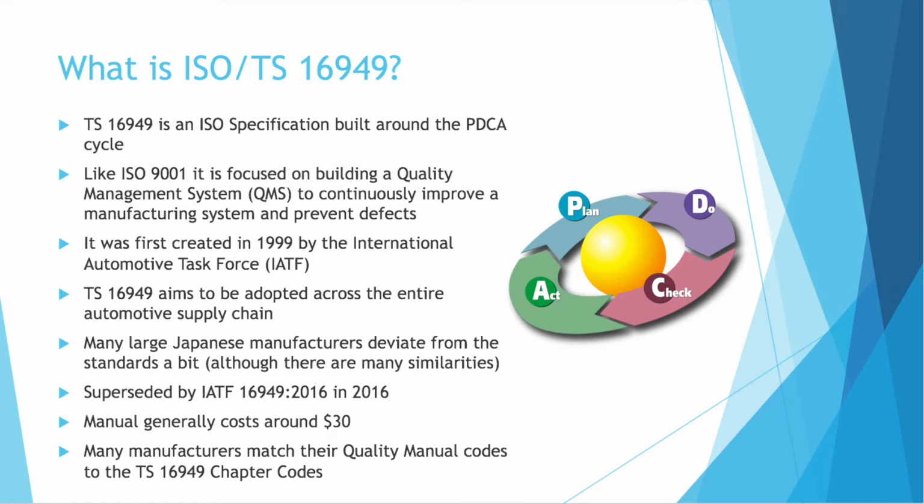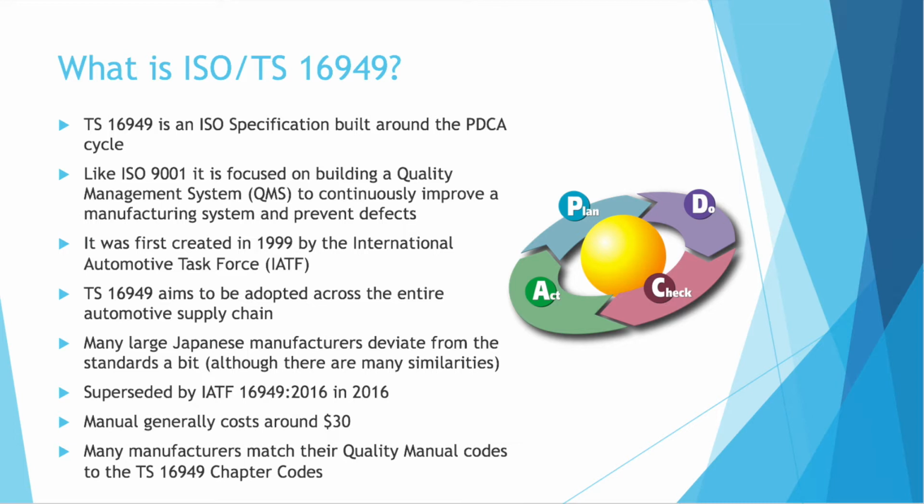Like ISO 9001, which is the basic ISO, it is focused on building a quality management system to continuously improve a manufacturing system and prevent defects. It was first created in 1999 by the International Automotive Task Force, an international governing body for automotive manufacturers. TS 16949 aims to be adopted across the entire automotive supply chain. So it's looking at Tier 1 suppliers, Tier 2 suppliers, automotive assembly companies.